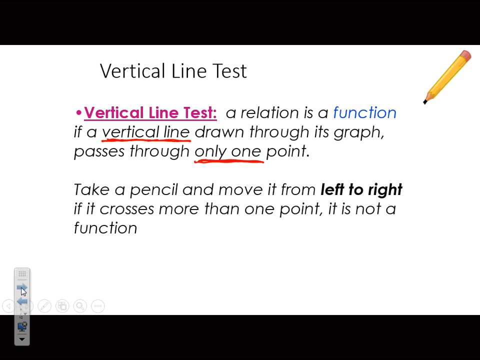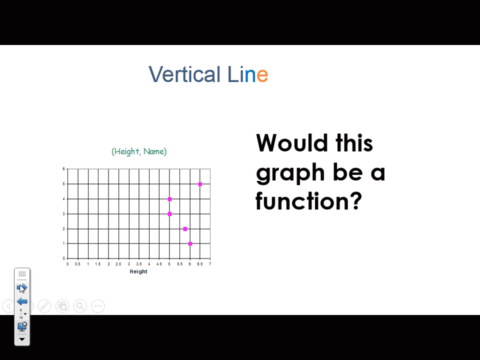All right, here we go. We need to determine if this is a function. Well, we've talked about this one already. If we take our pencil and we do our vertical line test and we move it across vertically, we'll see right here at 5 that it touches 2 points. So we know that this graph cannot be a function.